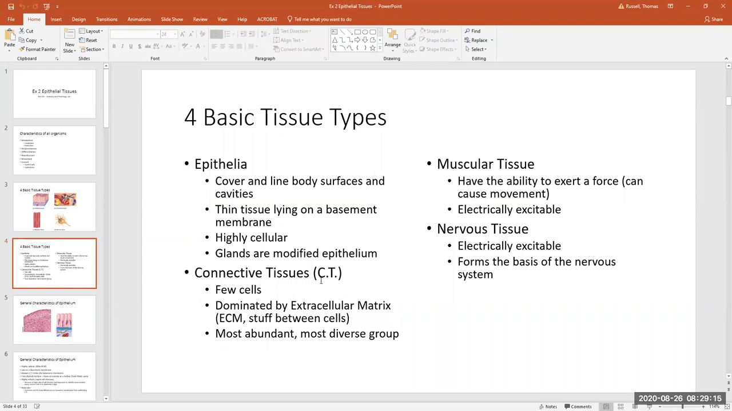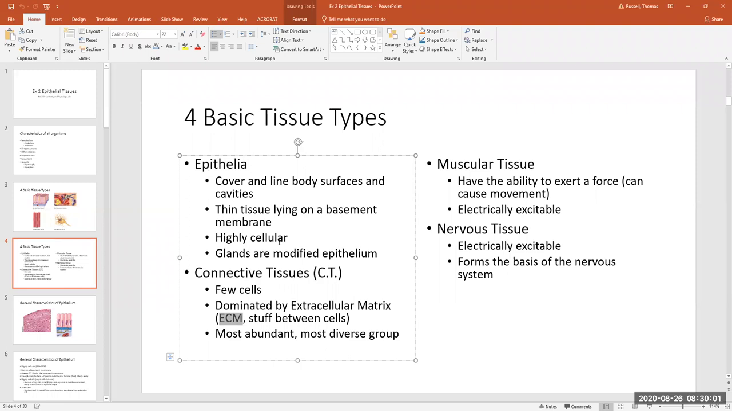Connective tissues, abbreviated CT, have fewer cells per volume. The cells are more spread out, which means there's a whole lot of stuff that separates them. All of the material on the outside of cells, could be water, protein, sugars, is called the extracellular matrix, or the ECM. So connective tissues have a lot of ECM because the cells are spread out. Epithelial tissues have very little ECM because the cells are highly stuck together, right?